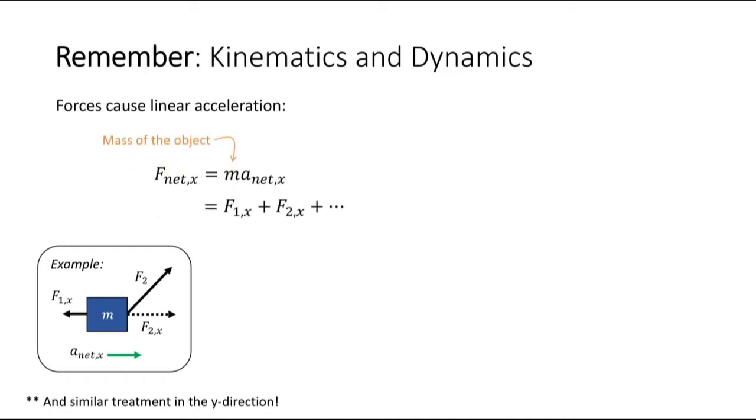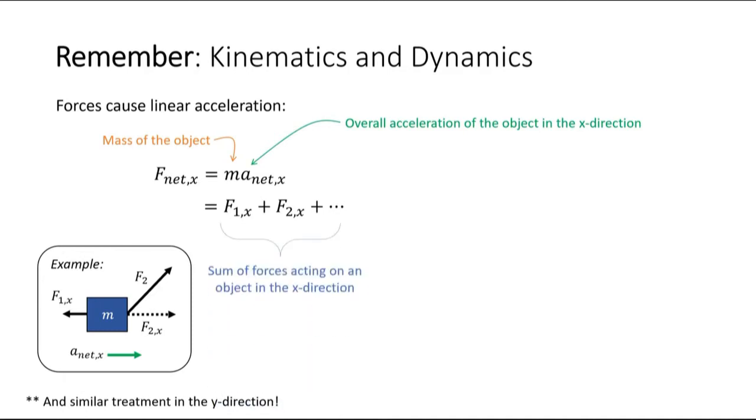So remember, if we have an object with a particular mass m, then the overall acceleration of that object in a particular direction, so let's say the x direction, is equal to the sum of the forces acting on that object in the x direction divided by the mass of the object, right? So we have this relationship that F net in the x direction is equal to m a net x, where F net x is really just the sum of the x components of all the forces acting. And we could use that to figure out the net acceleration of the box.